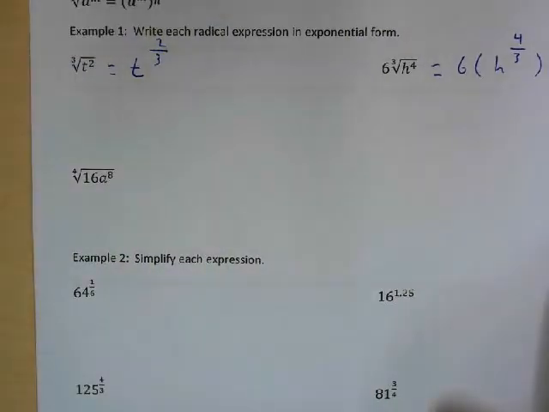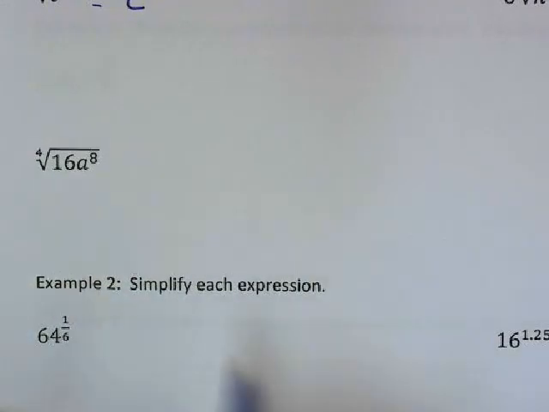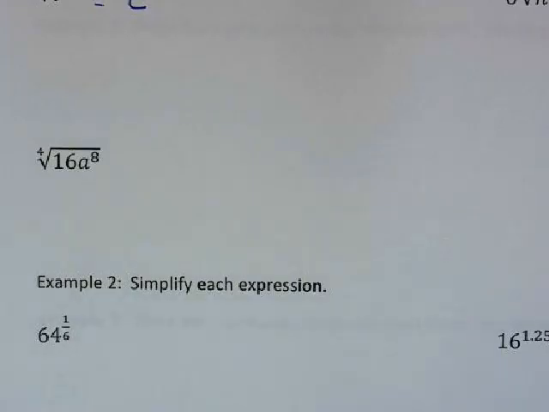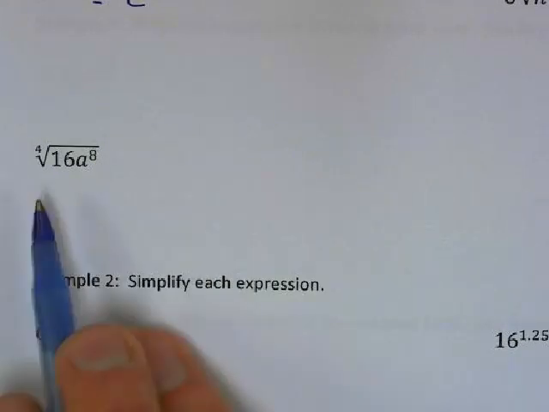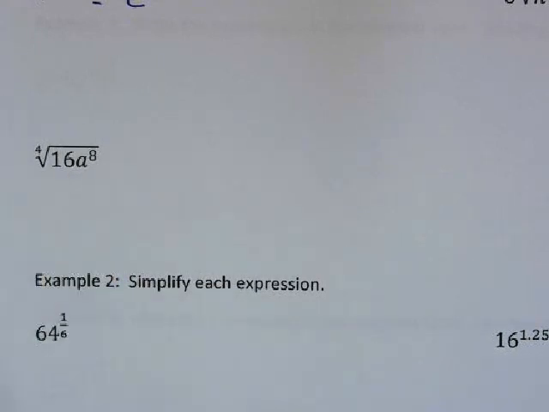Next one, let's zoom in a little bit. We don't need to be zoomed out that far. We have the 4th root of 16a to the 8th. Now there are different ways to do this. If all they want you to do is write it as an exponent, great, you can do that. And then you can reduce the exponent if possible. Or sometimes you can simplify it first. For example, could I simplify this thing, the 4th root of 16a to the 8th? Sure, let's do it 2 different ways.